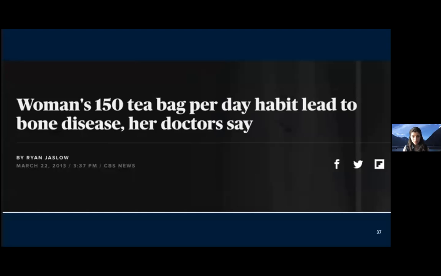This news cutout is a potential example of what can happen if you're drinking a lot of tea every day. I certainly hope that none of you are drinking pitchers of tea with 100, 150 tea bags per day, but this example highlights that more is obviously not always better. And this leads us to our last food interaction, which is green tea.